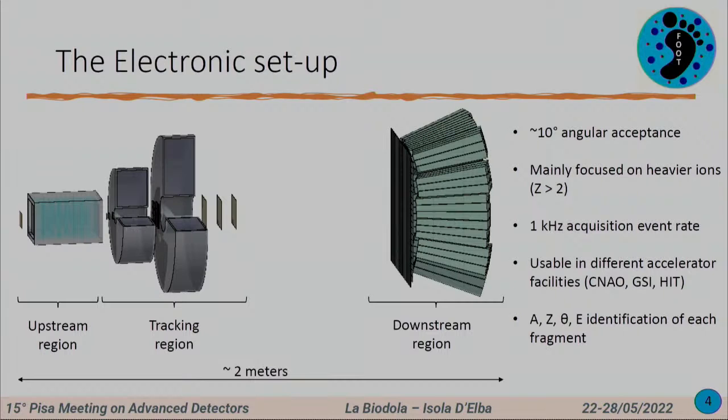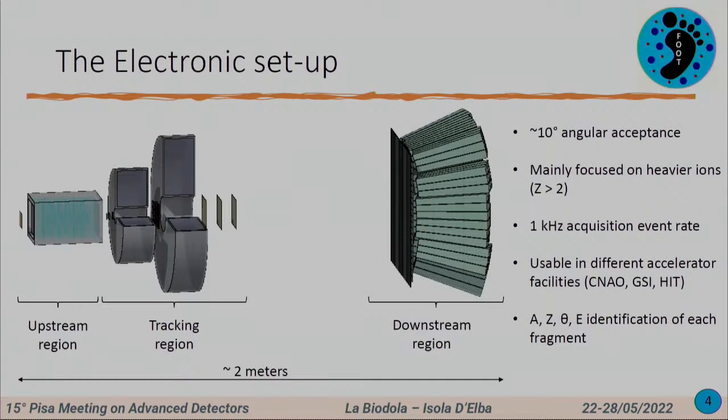This is composed of an upstream region with a start counter detector used for the first timestamp of the time of flight, and a beam monitor used to track the direction of the incoming particles. Then we have a target and a tracking region that is composed of a pixelated detector, 2 magnets, and a silicon strip detector here.